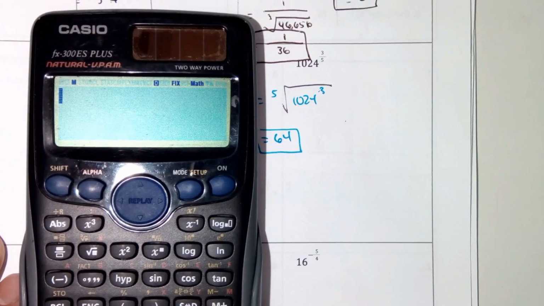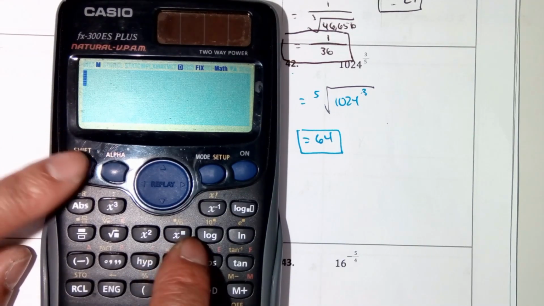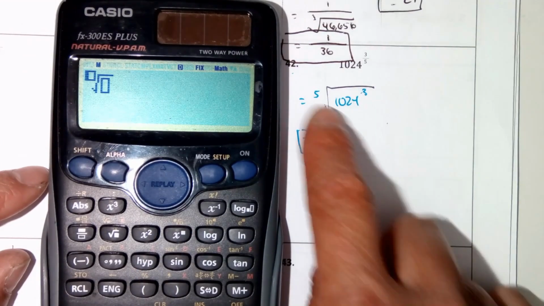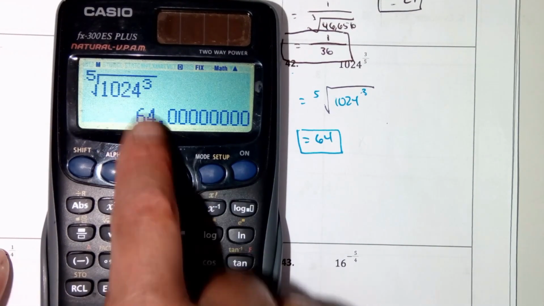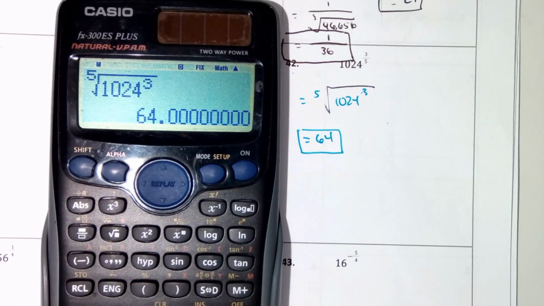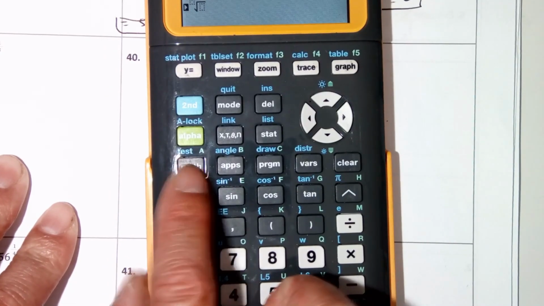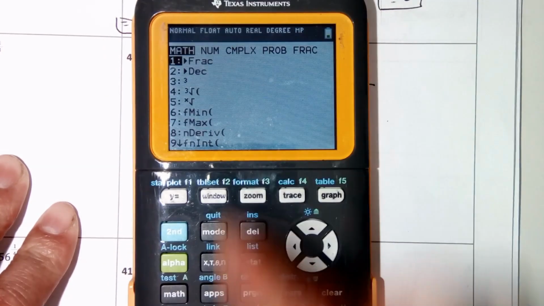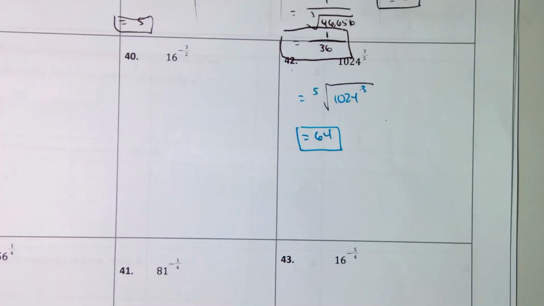Try with a different calculator here. Try this Casio. So this calculator is going to shift and then x to the power. 5 is your index, 1024 to the third power, and you get 64 as your answer. Let's try this calculator here. If you go to math and then number 5, you can fill it in.